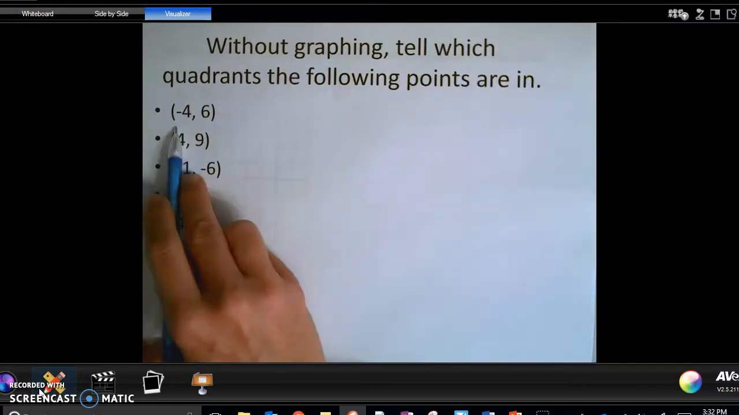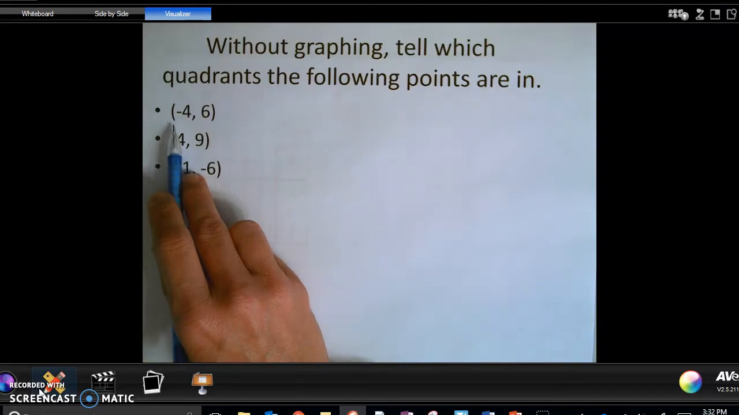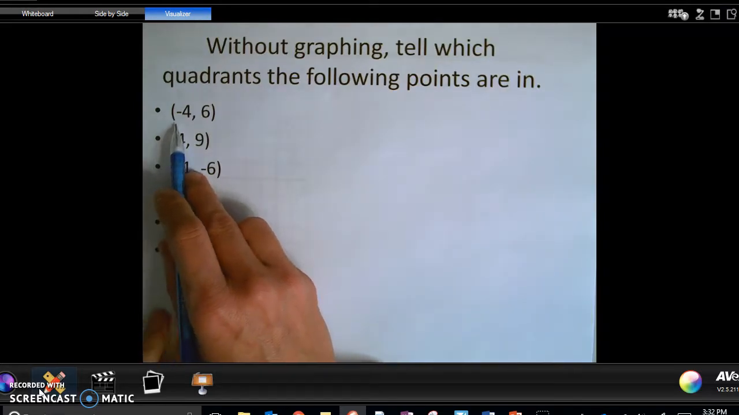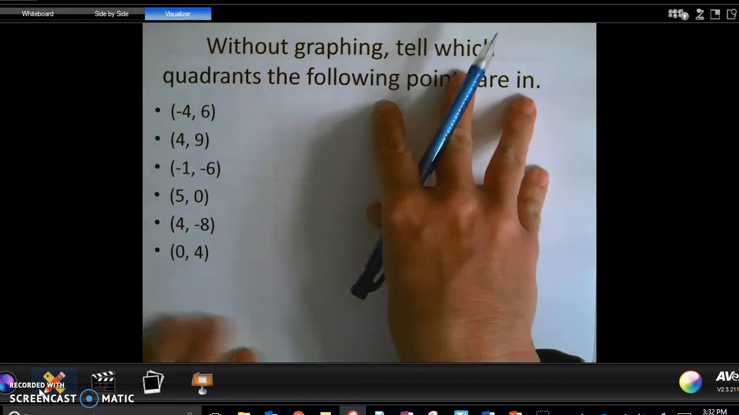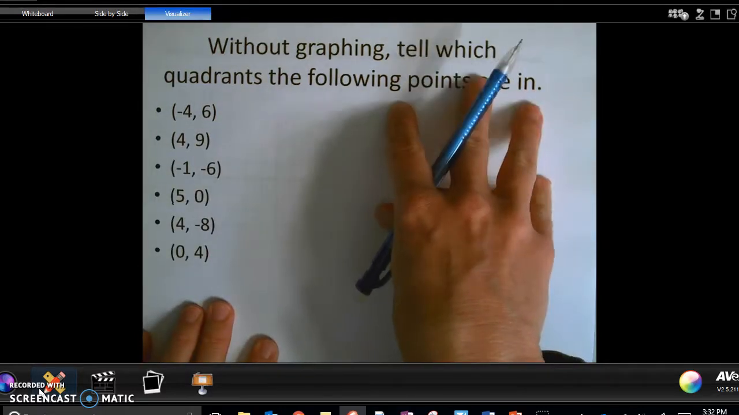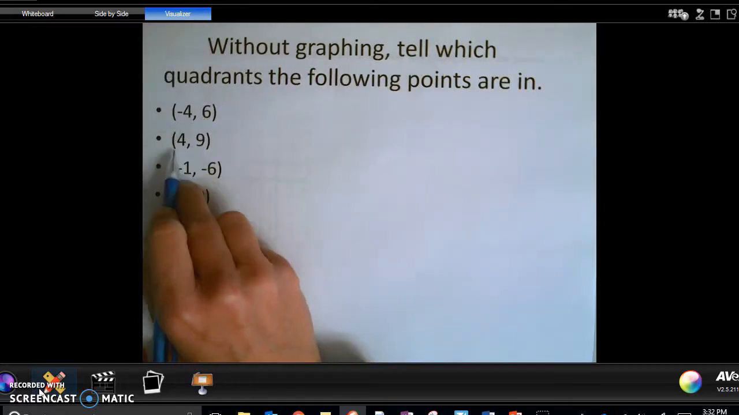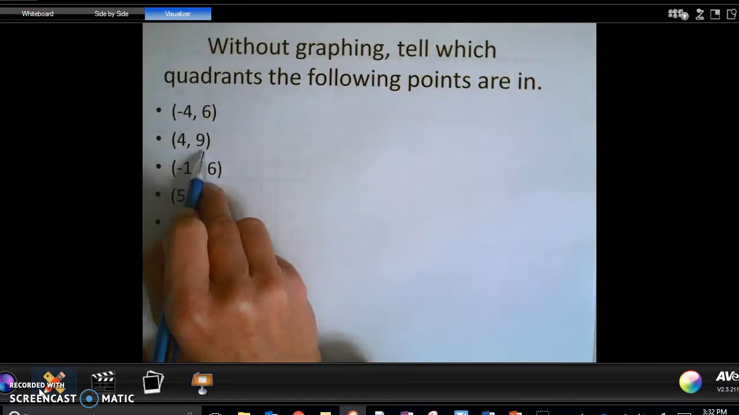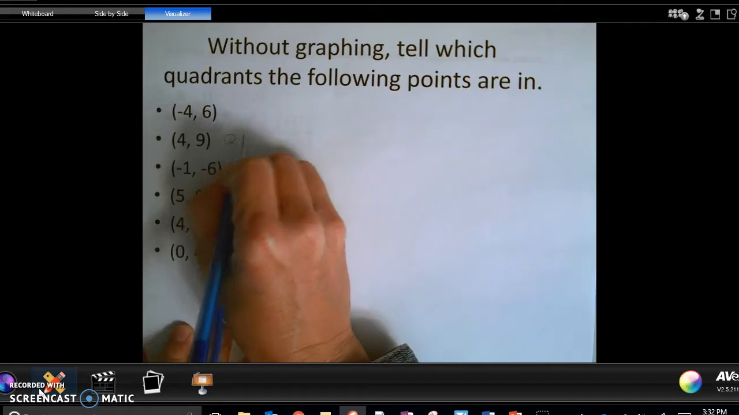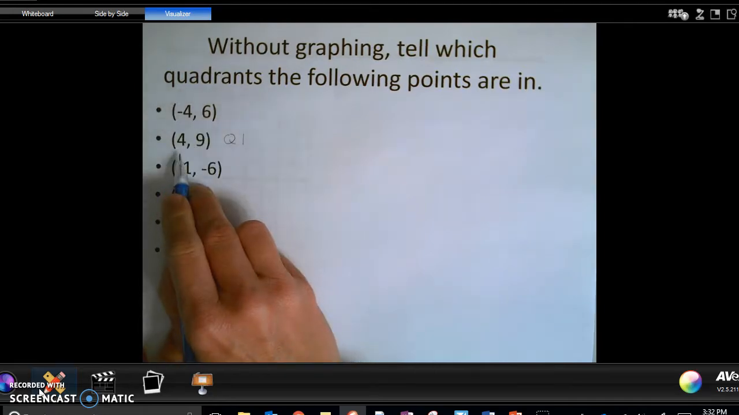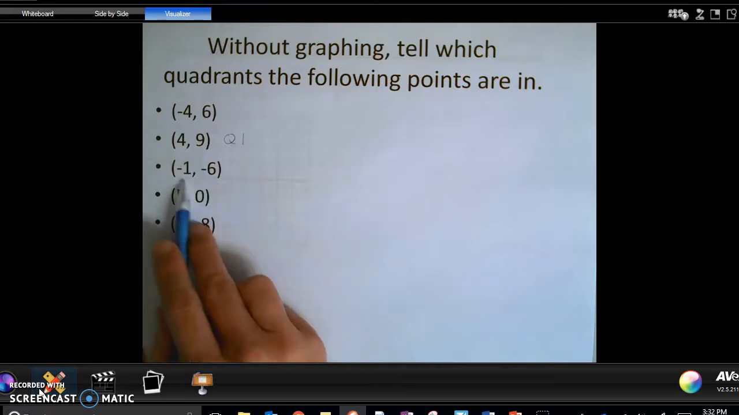So using what we just talked about, you could tell which quadrants these points are in without even graphing them. Thinking about the top right quadrant of our coordinate plane, we have positive x values and positive y values. I might look for a point that has 2 positive values, and I notice the point 4, 9, so this would be an example of a point in quadrant 1.